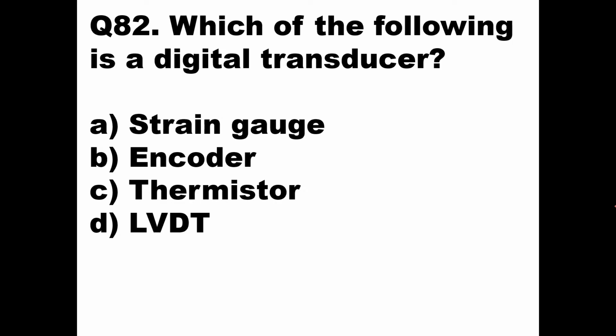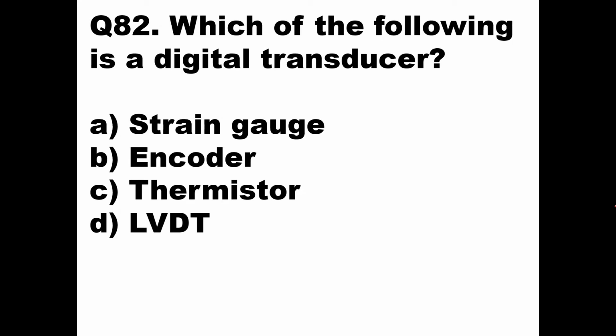So here option A is strain gauge. Strain gauge is an analog transducer which will convert your displacement into resistance. Then we have encoder. Encoder is something which gives you a coding process, and it is a digital transducer where the data is coded, and it is called an encoder. Then we have the third one, thermistor. Thermistor senses the temperature and changes the resistance, so it is an analog one. And then we have LVDT, linear variable differential transformer, which when there is a displacement gives you a voltage at the output.